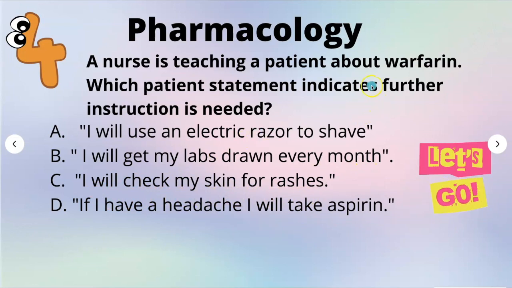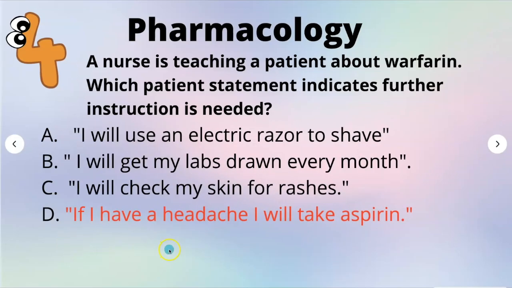The thing to look out for is that it says further. If you ever see that a question stem says further, you need to flip your brain and say, I have to pick the opposite of what I originally was going to pick. So if you said D, you have the right answer. The reason for this is that warfarin is an anticoagulant. And all of these are actually correct answers.